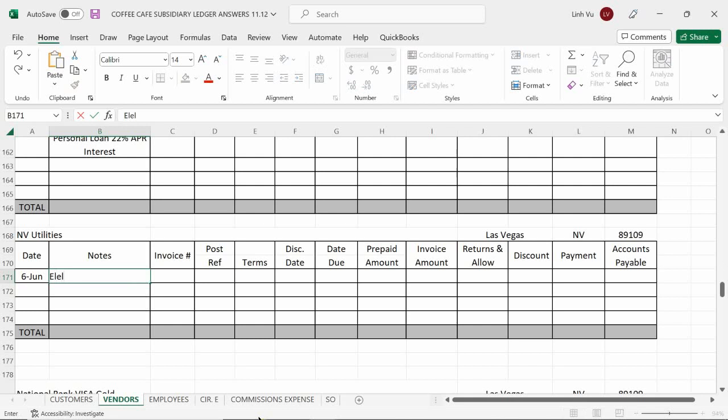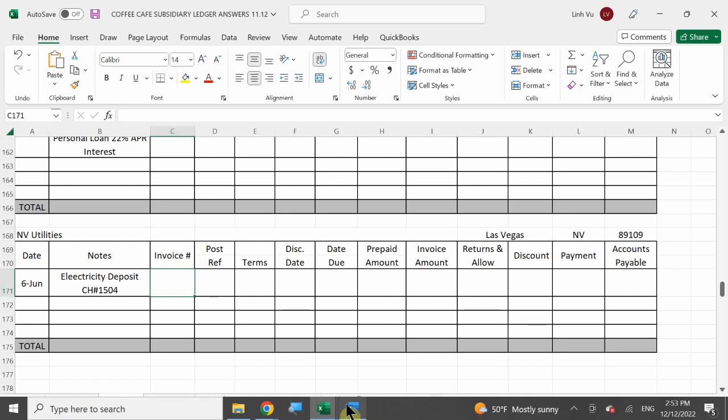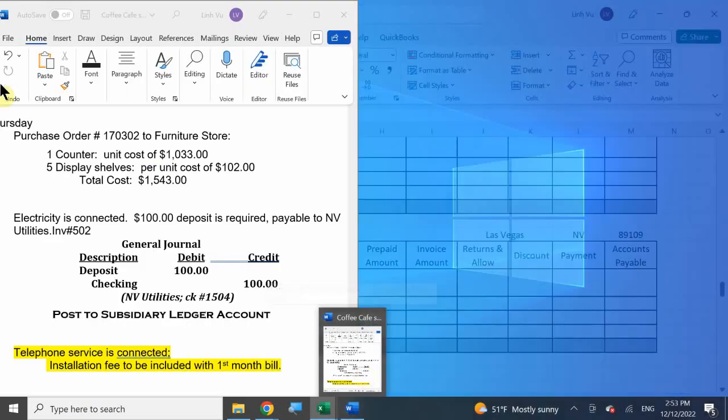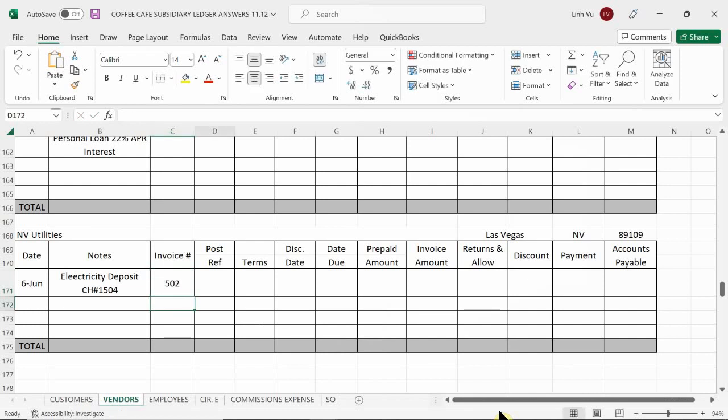So in this case, electricity deposit, which was check number 1504. Okay. Invoice 502. 502, thank you. Journal. We're still on our first journal here.